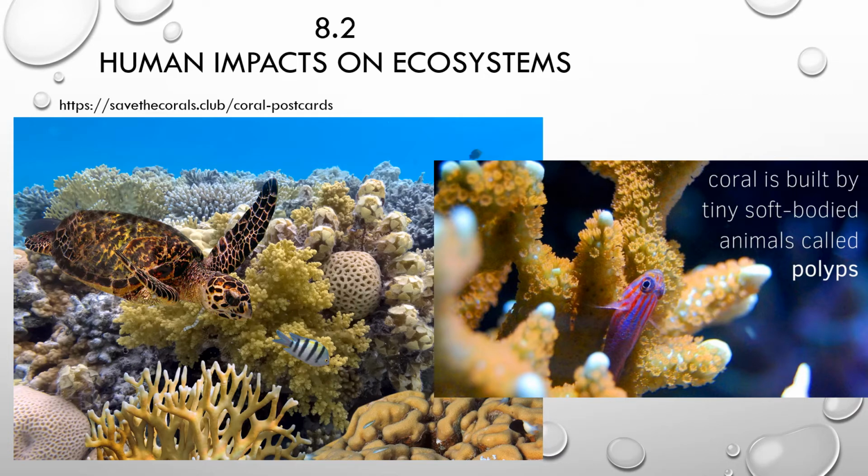So you have to be able to describe impacts of human activities on aquatic systems. And one of the ones that you should really be focusing on is coral reefs. So coral reefs are an aquatic system. And before I go to the next slide, let's just take a look at some of these pictures so you know what I'm talking about.